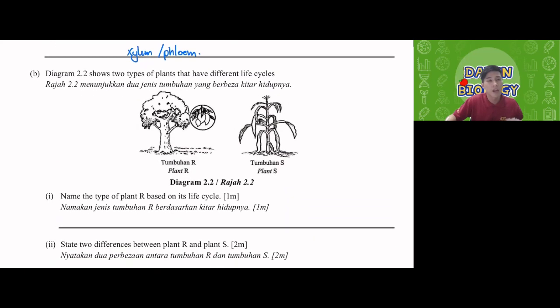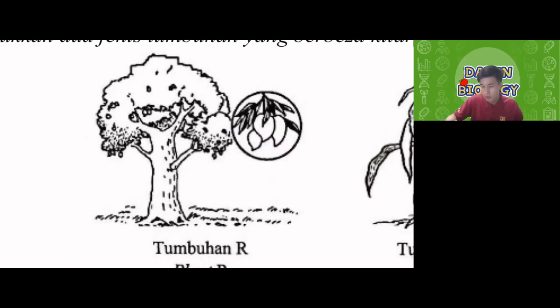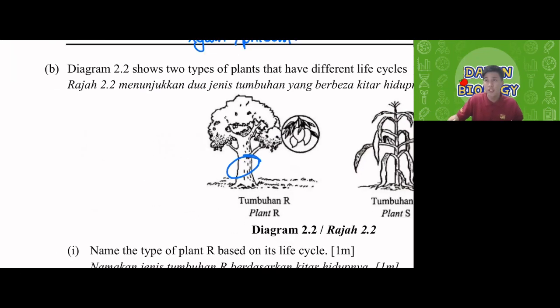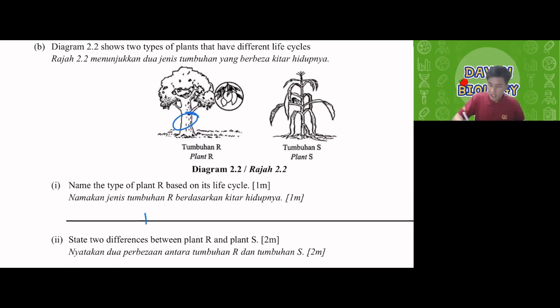Now, name the type of plant R based on its life cycle. So, read the question carefully. Based on life cycle, what will plant R be? So, it's a mango, right? It's a very thick and woody tree. So, yes, this is a perennial plant.